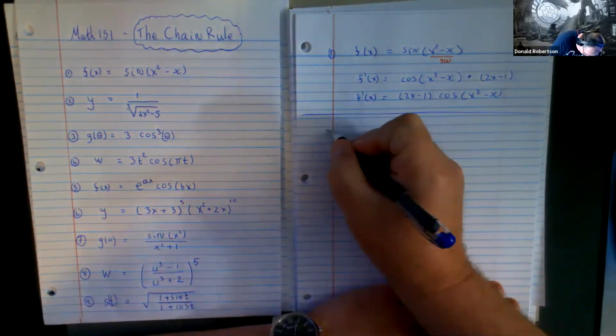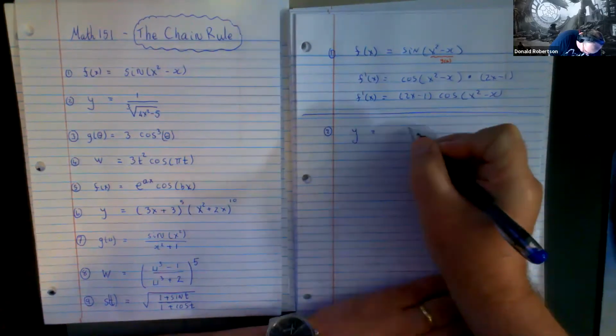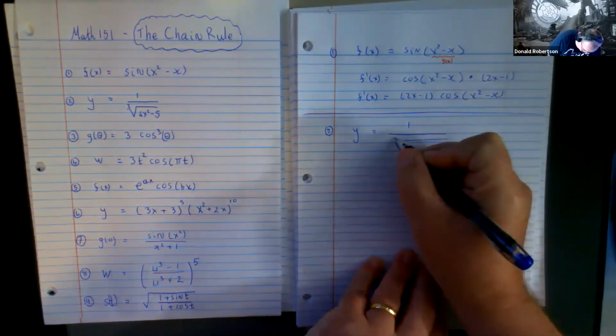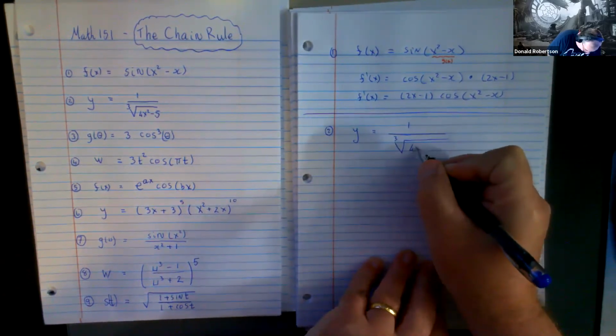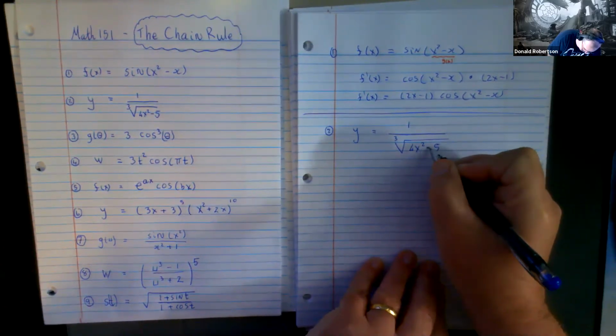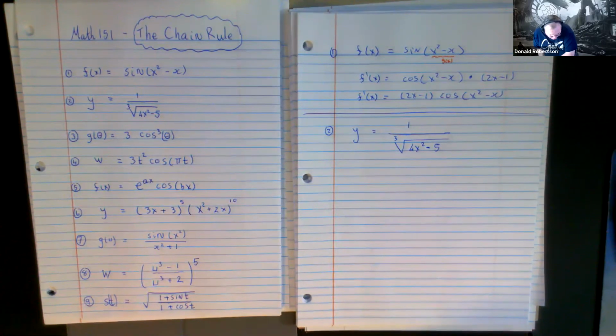Now, not every question is the same. So here is another question that is also going to use the general. It's 1 over the cube root of 4x squared take away 5. So if you're looking at a question like that and you're saying, well, how do I know it's a general? Typically, if it ain't an x, it's a general.